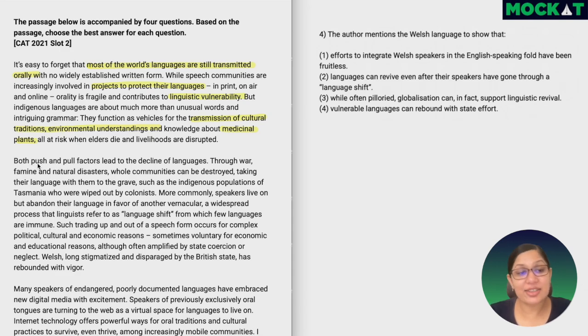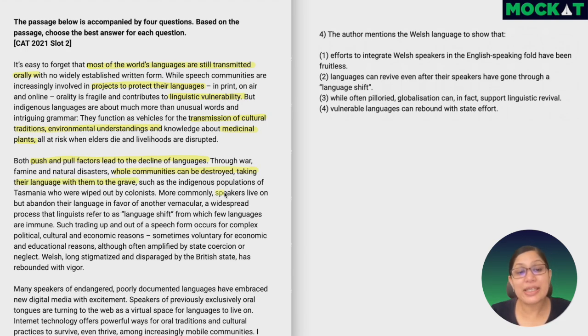Both push and pull factors lead to the decline of languages. So the first sentence here gives us an idea that this paragraph is going to tell us what the causes for languages declining are. There seem to be 2 types, push and pull factors. Through war, famine, and natural disasters, whole communities can be destroyed, taking their language with them to the grave. We have an example also given.